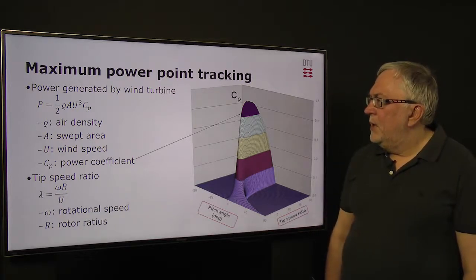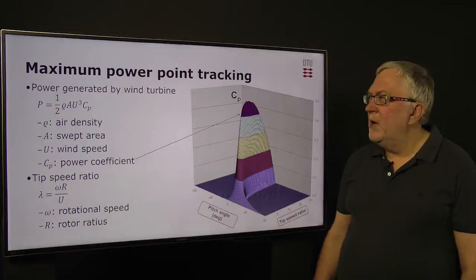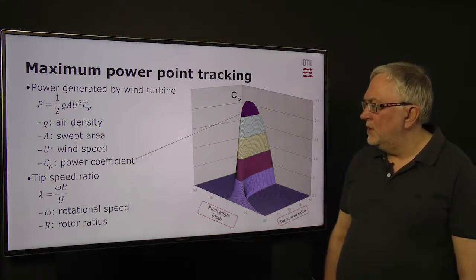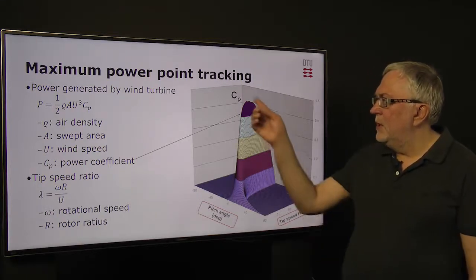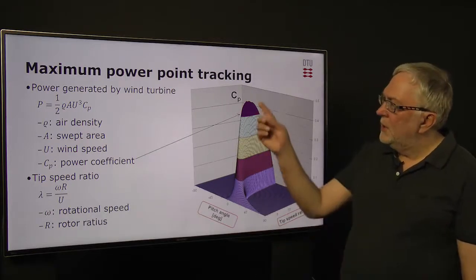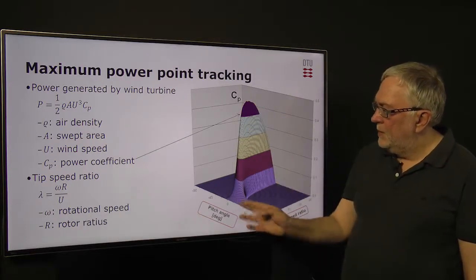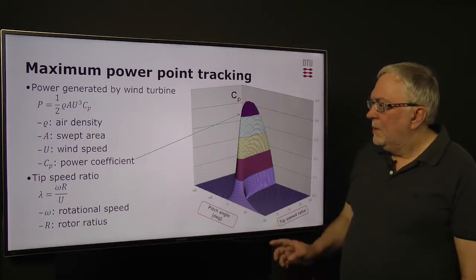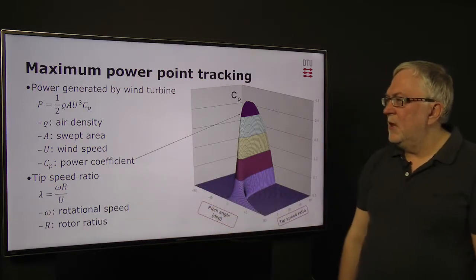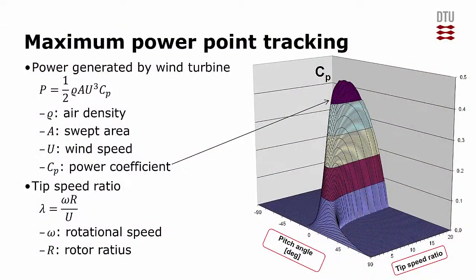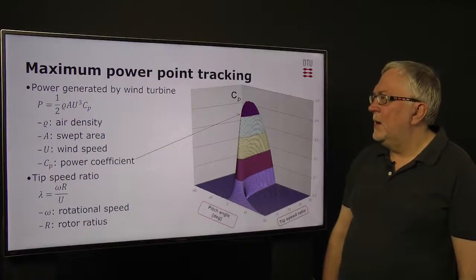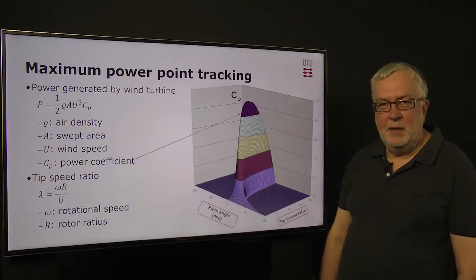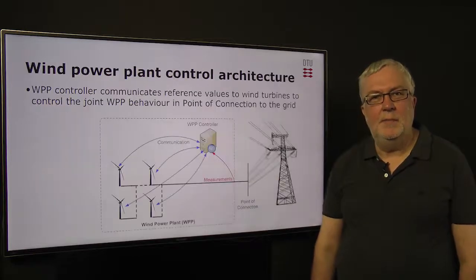Now the point is that we can see easily from the power equation that we want to have as high a CP as possible, and in order to do that we should stay on the top of this curve, which means that we can keep the pitch angle constant, but we need to change the rotor speed so that it follows the changes in the wind speed. So increasing the wind speed means that we should also increase the rotor speed. That is the target of maximum power point tracking, to follow the changes in the wind speed.